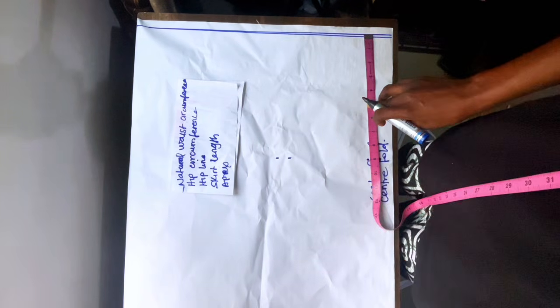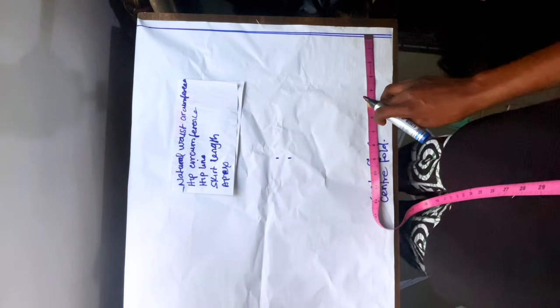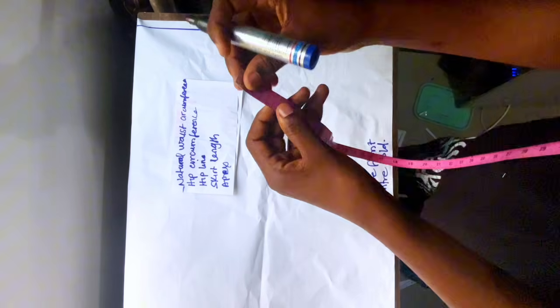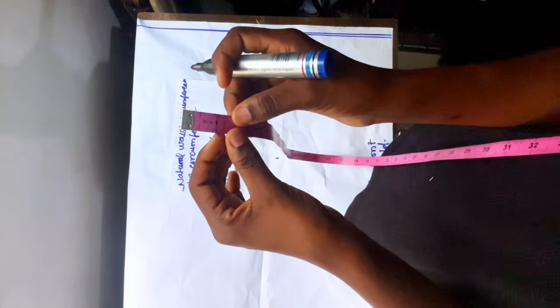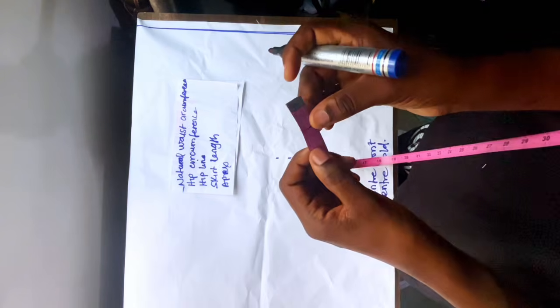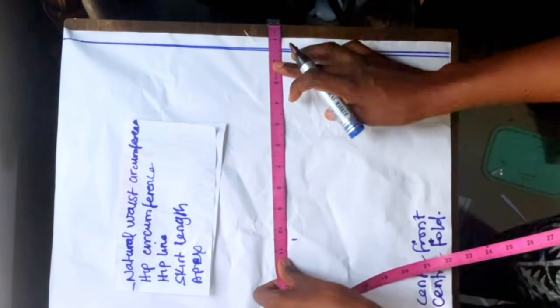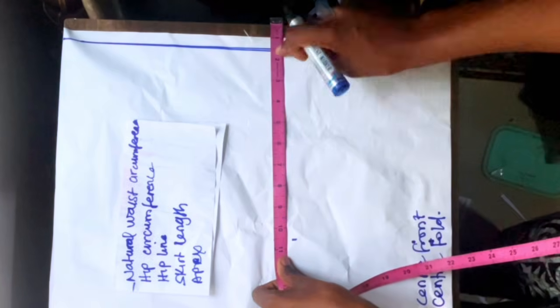Okay, so you know what we're going to do? Before we mark the 9 inches, this is not a high waist skirt, so we are supposed to remove 1.5 inch or 1 inch for the skirt band. It's a normal skirt band. I'm going to be removing 1.5 inch, so I'll make sure that the measurement starts from that 1.5 inch.